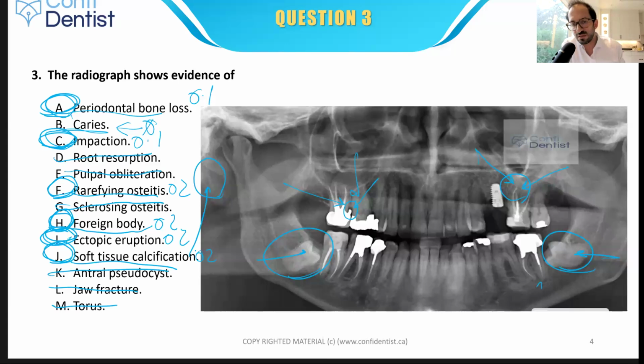Do we have condensing osteitis on 3.6? I don't select for 3.6 again. I don't see the reason for that. I don't have an endodontic lesion. I have just a restoration, so too risky, no.